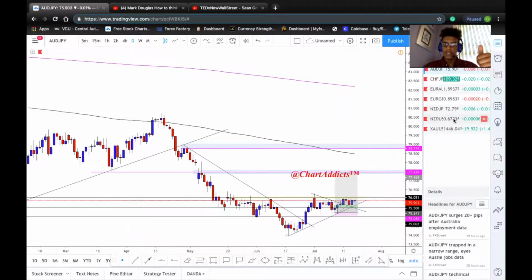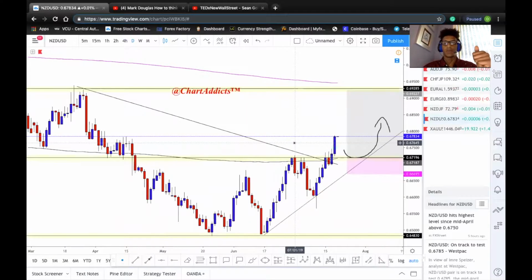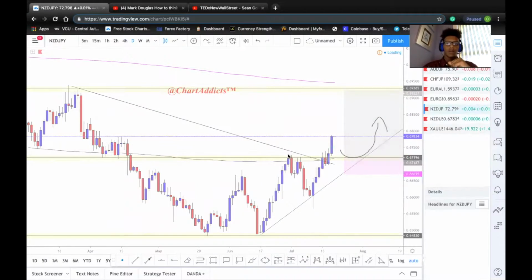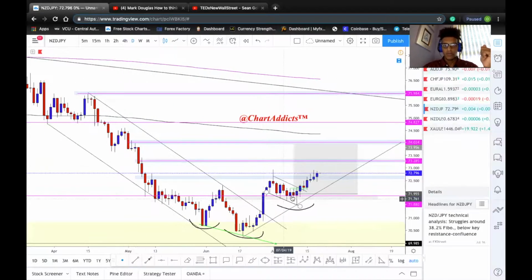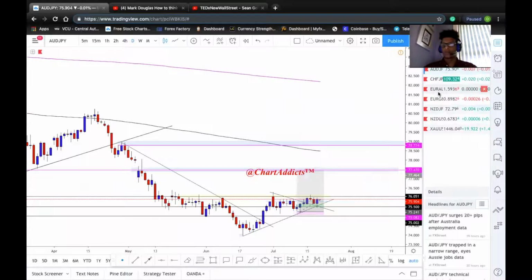Essentially, same with NZDJPY right over here. Very similar setup. Break, retest, continuation, and we are floating again 70 pips in profit. And I believe AJ 60 pips, 70 pips around there.